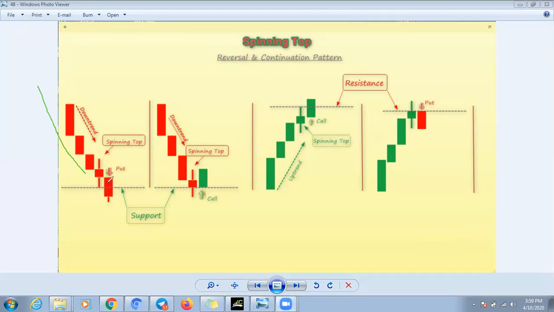Okay, but don't place a trade blindly. Just wait. First confirm, plot the line and confirm if there is any round number or any key level, then place a put option. Okay. And if you find it like this, if there is a level here, this spinning top crosses the level. So wait until the price comes to this level, rejects from this level, then place a put trade.